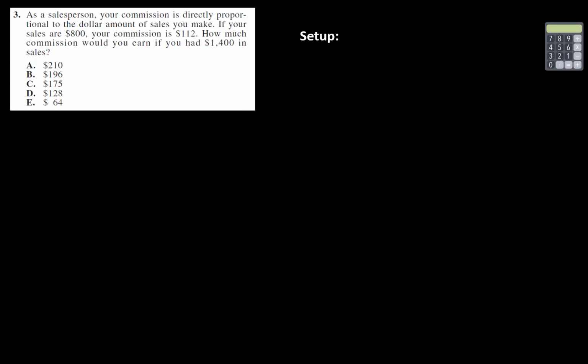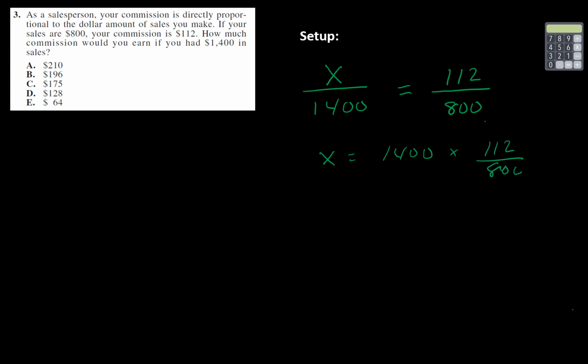Question 3. As a salesperson, your commission is directly proportional to the dollar amount of sales you make. If your sales are 800, your commission is 112. How much commission would you earn if you have 1,400 in sales? To solve this problem, we're going to set up a ratio. X over 1,400 equals 112 over 800. So X equals 1,400 times 112 over 800. Now 800 and 1,400 share 2 zeros.